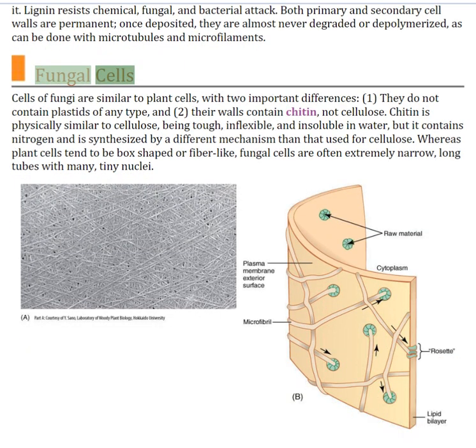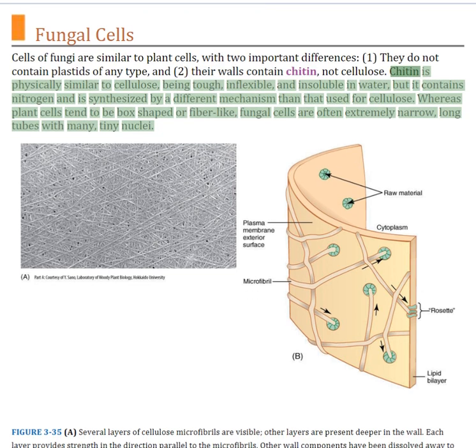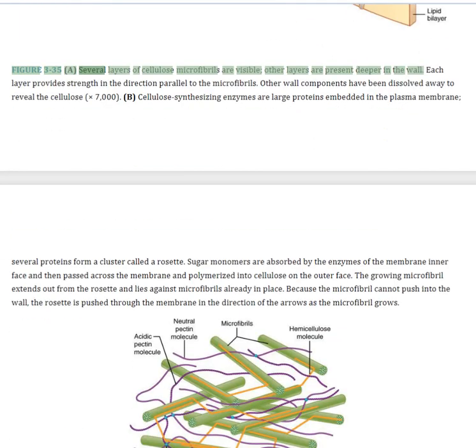Fungal cells. Cells of fungi are similar to plant cells, with two important differences: they do not contain plastids of any type, and their walls contain chitin, not cellulose. Chitin is physically similar to cellulose, being tough, inflexible, and insoluble in water, but it contains nitrogen and is synthesized by a different mechanism than that used for cellulose. Whereas plant cells tend to be box-shaped or fiber-like, fungal cells are often extremely narrow, long tubes with many tiny nuclei.